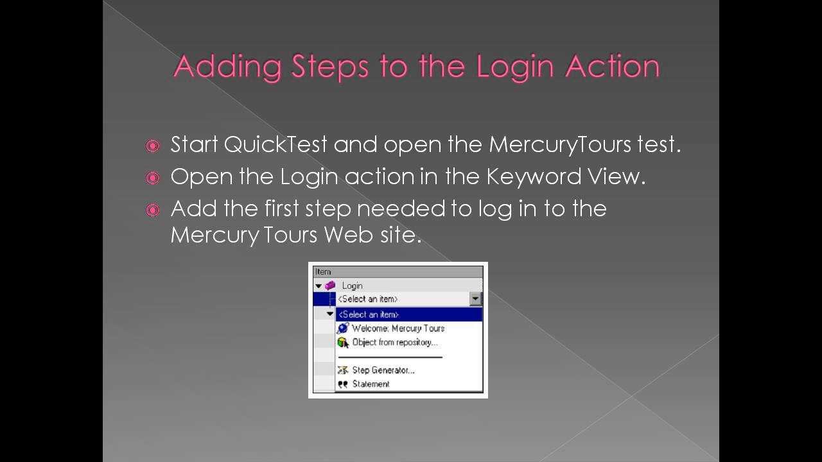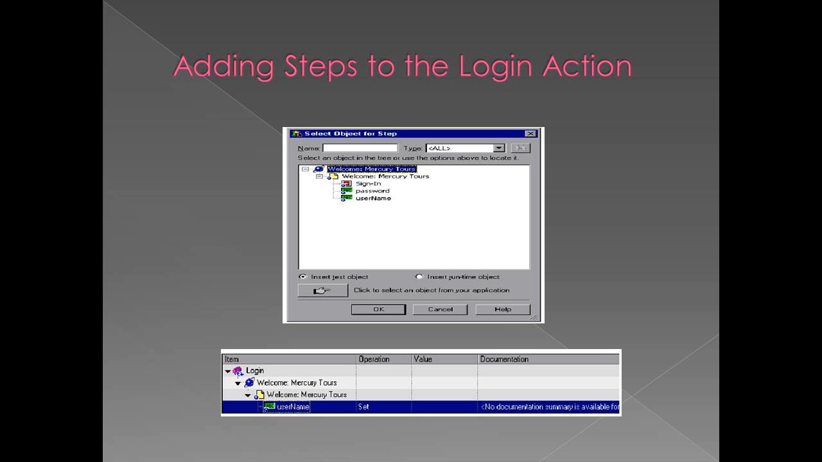3. Add the first step needed to log into the Mercury Tours website. In the keyword view, choose Insert New Step. The item list opens, displaying the top-level parent test object in the associated login shared object repository, the Welcome Mercury Tours browser object. You need to insert steps only on the objects on which you want to perform operations, so you do not need to insert a step on this object. Select Object from Repository to open the Select Object for Step dialog box and expand the test object tree. Select Username and click OK.